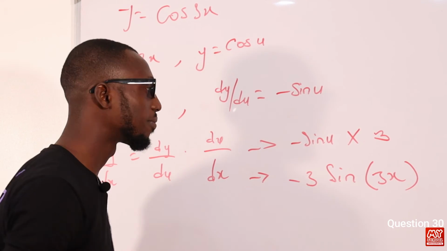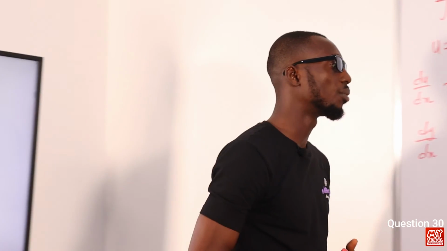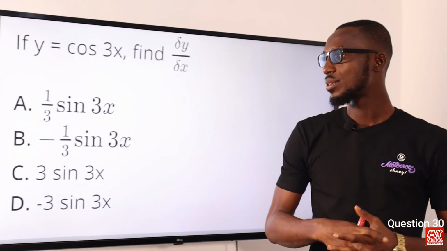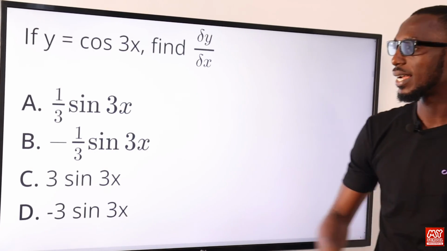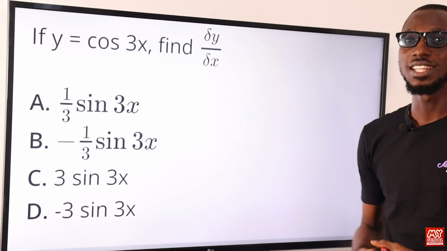Let's go back to the screen to confirm if we have such value. Minus 3 sine 3x. Where can we find that? Minus 3 sine 3x. Option D. So option D is the correct option.